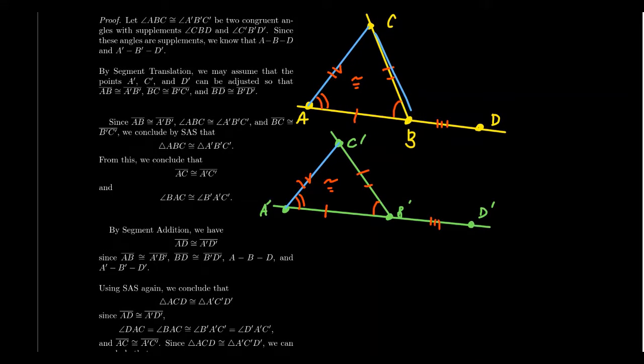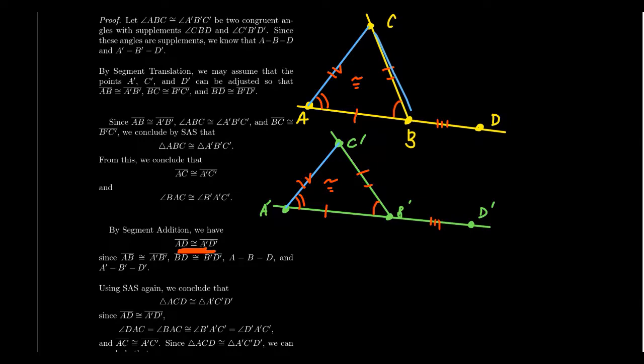So next, by segment addition, we have that AD is congruent to A prime, D prime. We could have done that earlier, but notice that this segment is congruent to this segment, and this segment is congruent to that segment. So by segment addition, we then know that the segment AD is congruent to A prime D prime. So we should probably make some mark of that. All right, so these ones are congruent. That's gonna get messy though, so maybe we'll just highlight it here on the screen. We have that AD is congruent to A prime D prime, like so.